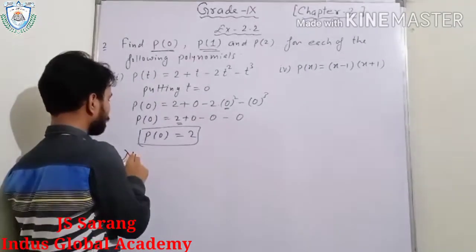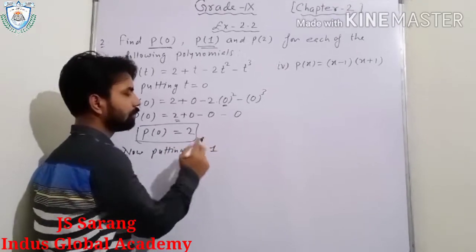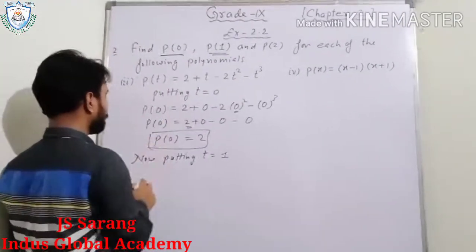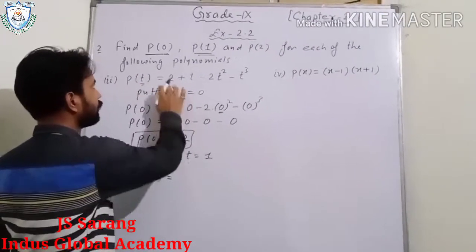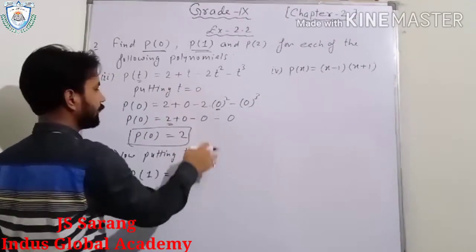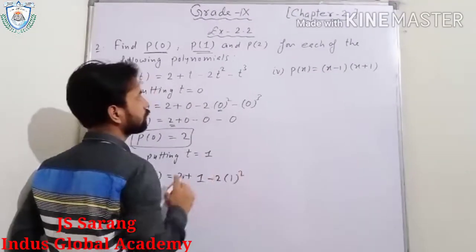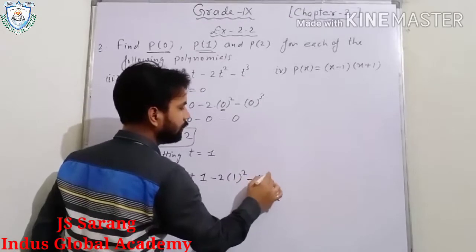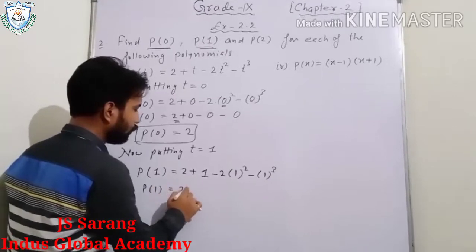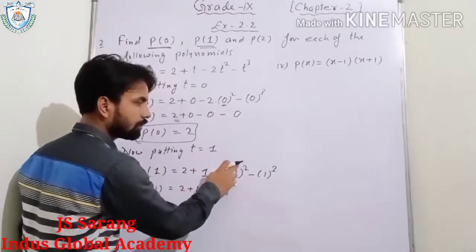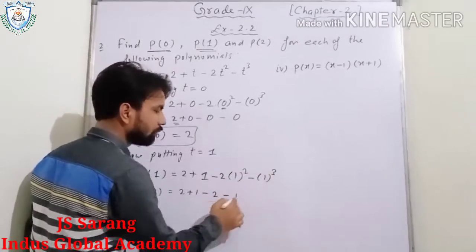So now putting t equals to 1. So put the value of t here. So p(1) equals 2 plus t, t is 1, minus 2t square. So minus 2 into t is 1 square, minus t cube, t is 1 cube. Now that is p1 equal to 2 plus 1 minus 1 square is 1, or 1 into 2, we will get 2, minus 1 cube is 1.